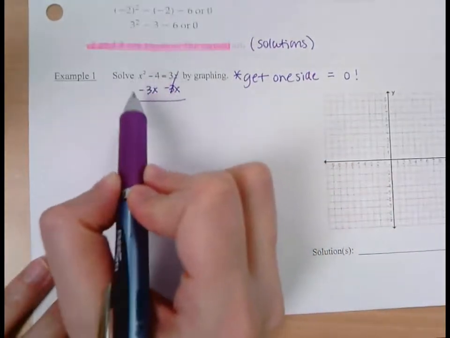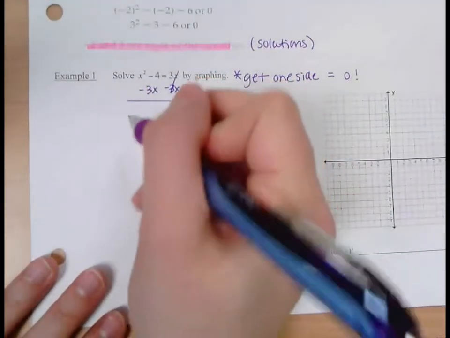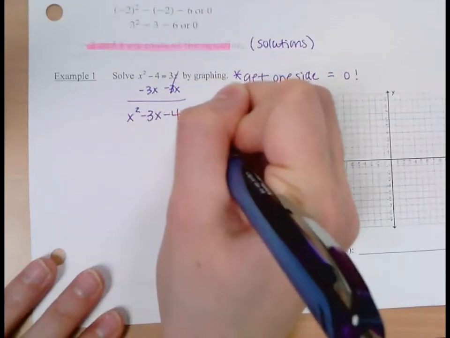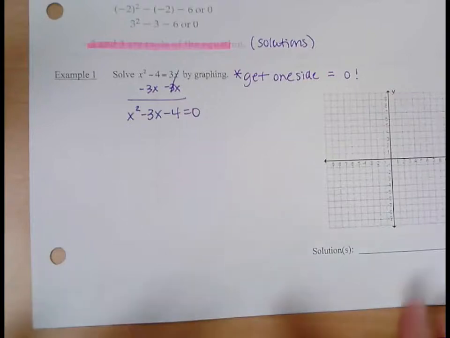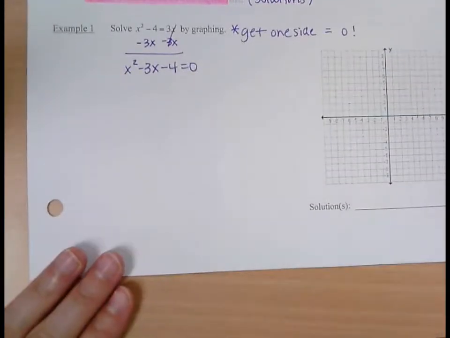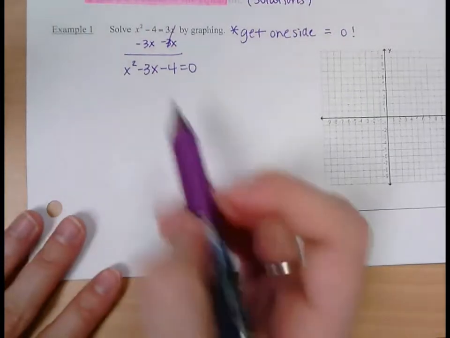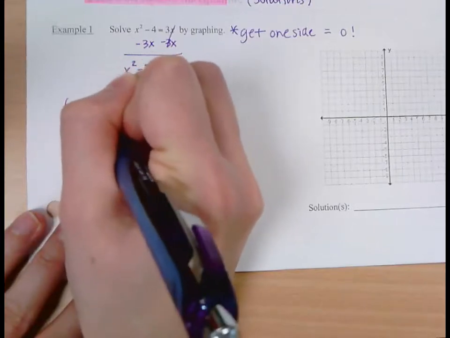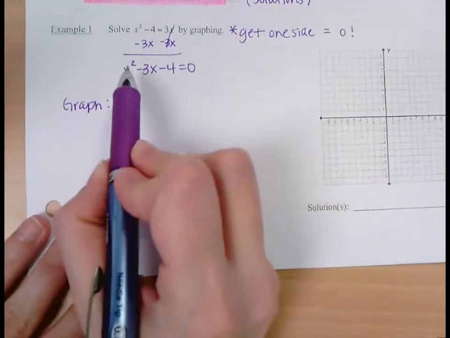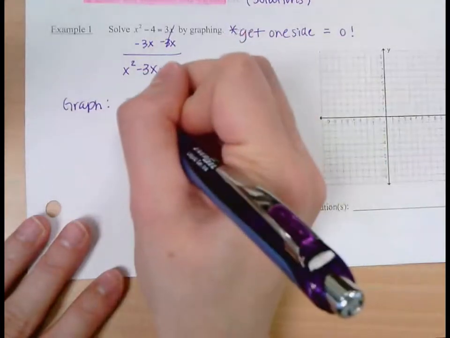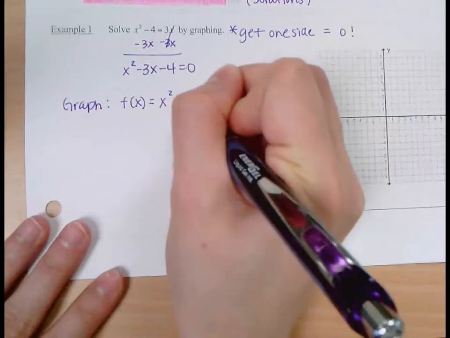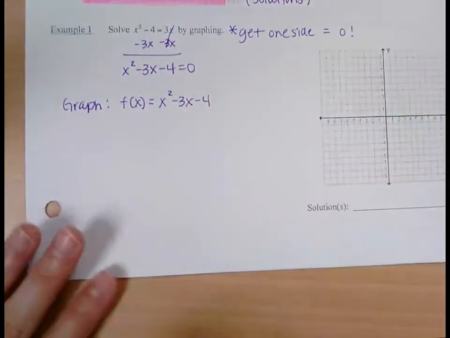And then I'm going to make sure to write the left side in standard form. So that would be x squared minus 3x minus 4, and then I have equals 0. So your ax squared plus bx plus c, put it in that form. Once you have one side equal to 0, then we are solving this by graphing the related function, which is going to be the function f of x, or y, equals x squared minus 3x minus 4.